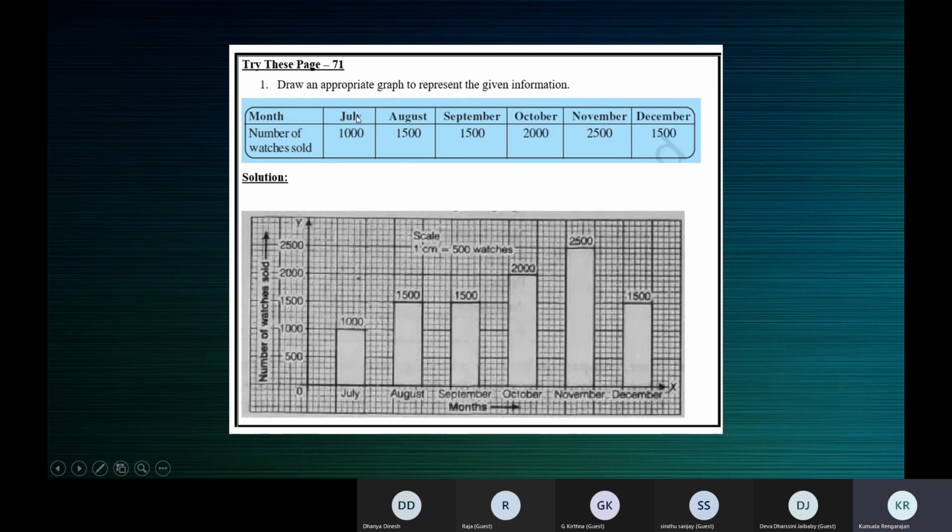So there'll be bars representing the different months. This bar represents July, this one represents August, September, October, November, and December. You can see that the bars are equally spaced. From the origin to the first bar, there's this gap. Maintain the same gap or the same space between the bars everywhere.